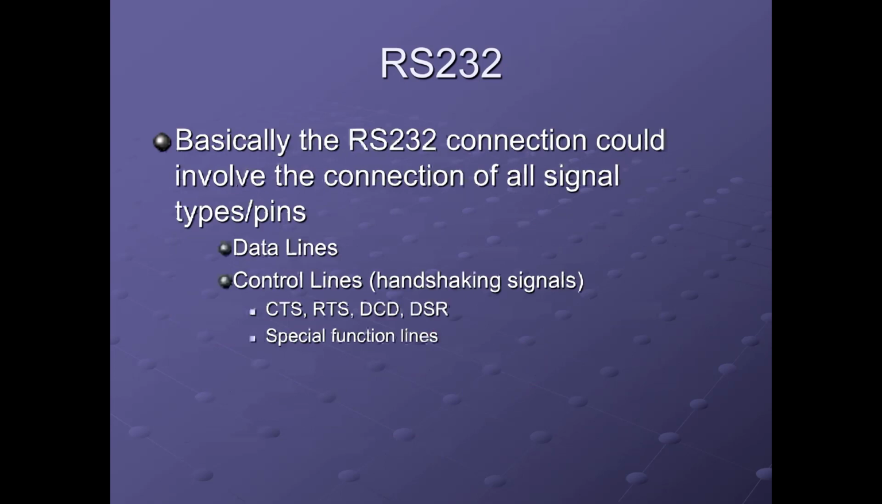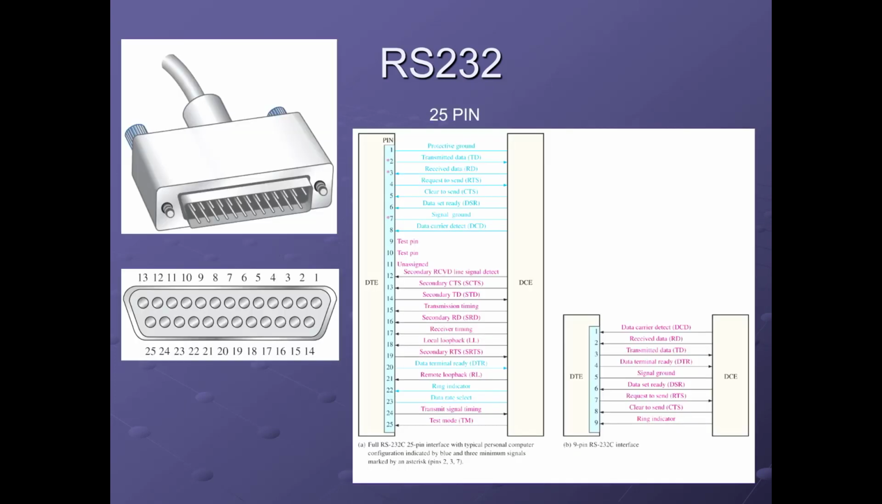So basically the RS-232 connection could involve connection of all signals. It could include all data lines and all handshaking signals or control lines. But in most cases, like I said, it's just a 3-wire connection: transmit data, receive data, and ground. So here's an example of some of the handshaking signals. Clear to send, this is called. Request to send, data carrier detect, data set ready. These are handshaking signals that are rarely used anymore, aren't necessary for smart devices.